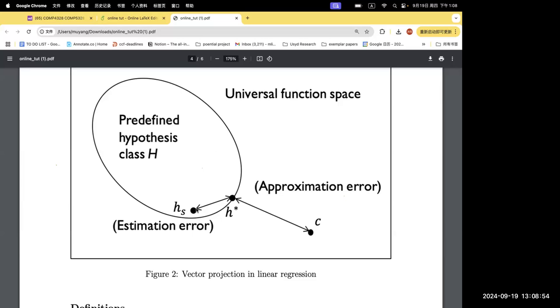And the estimation error measures the distance between the hypothesis that minimizes the training loss and the optimal hypothesis within the predefined hypothesis class. So this measures how well you are fitting the data. Even though you could have a near zero training loss within this predefined hypothesis class, your generalization error could be worse, right? You could be overfitting the training data. Reflecting this on the figure, it could mean that you have a relatively larger estimation error.